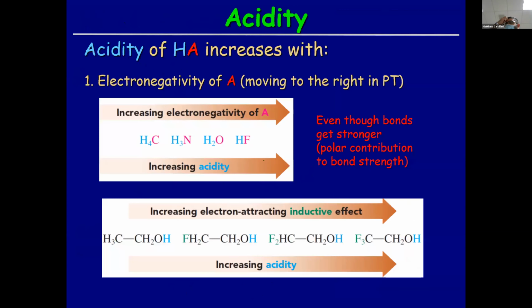So, acidity of HA. CH4 has a lower acidity than NH3, which is lower than water, which is lower than HF.